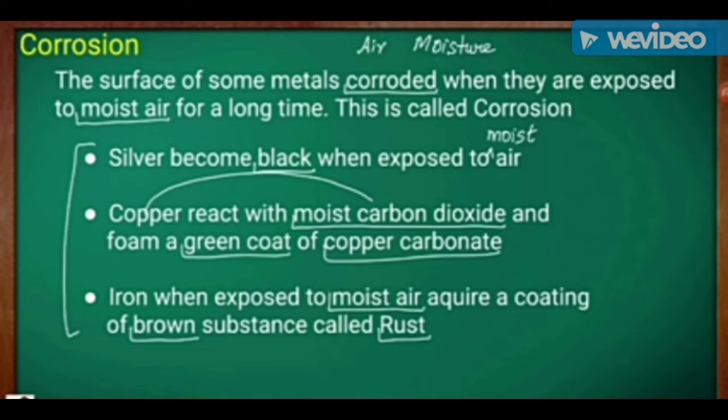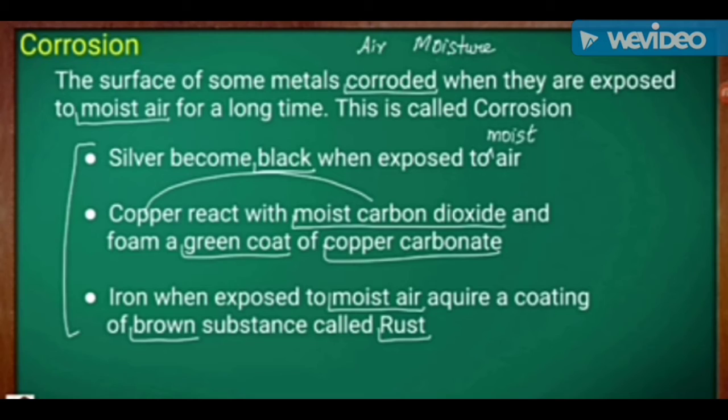We look at home copper utensils. When they are exposed to moist carbon dioxide in air, what is present? Carbon dioxide. When it is exposed to moist carbon dioxide, it forms a green coating, that is nothing but copper carbonate. Iron when exposed to moist air acquires a coating of brown substance called rust.